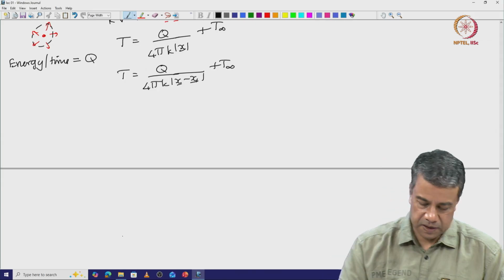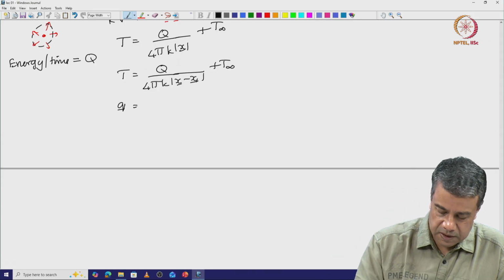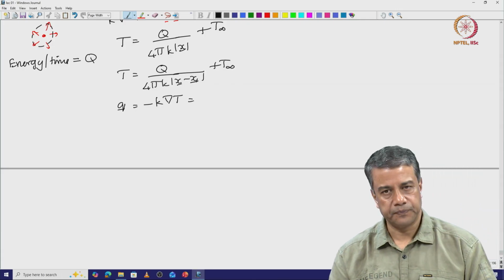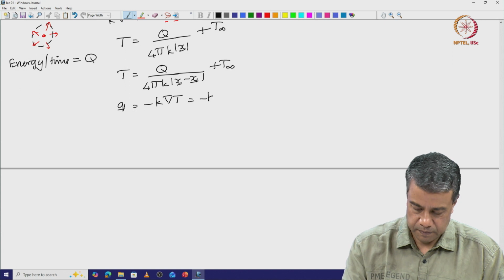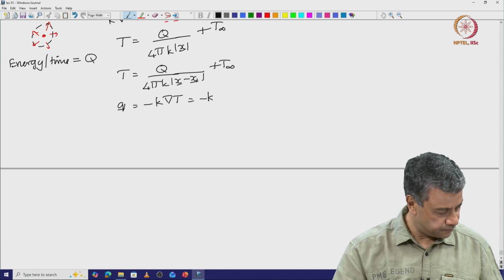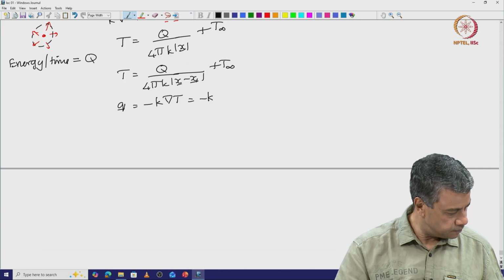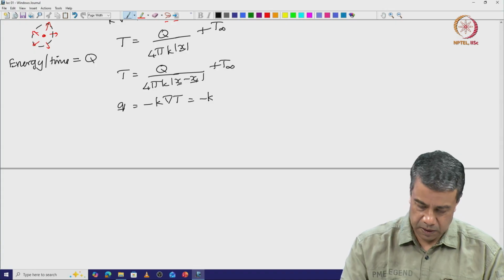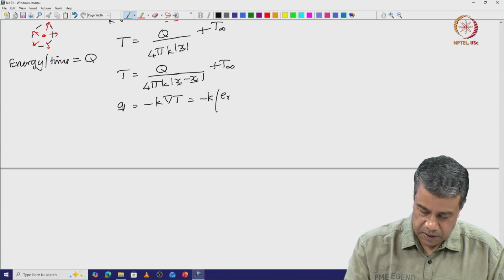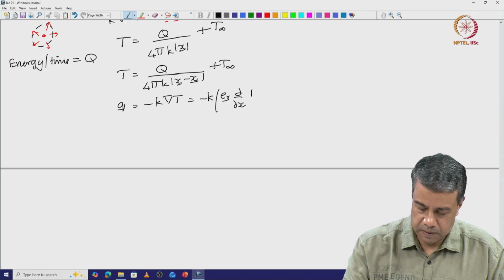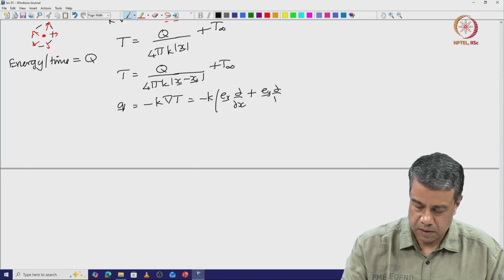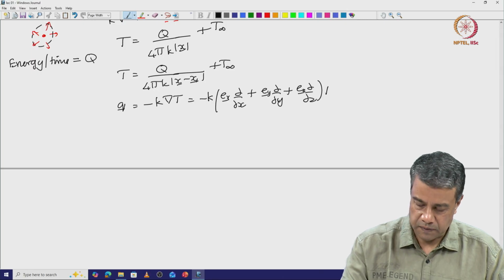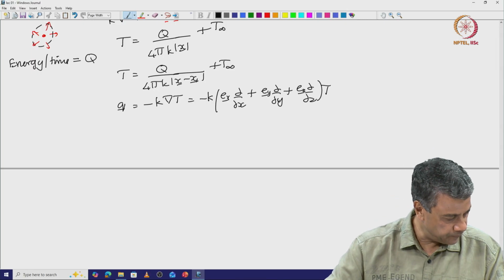Now, what is the heat flux at some location? The heat flux is equal to minus K grad T, which is minus K into Ex partial by partial x plus Ey partial by partial y plus Ez partial by partial z of T. So that is the heat flux.